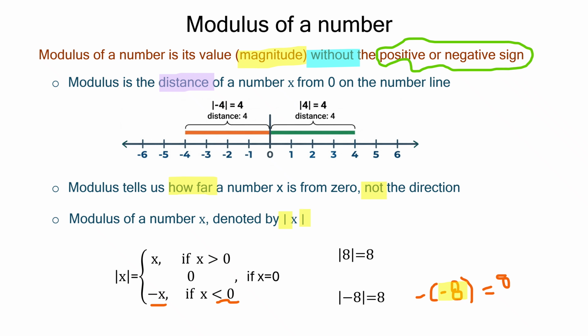It says if x is negative, the modulus is minus x. Wait, isn't modulus always positive? Yes, this is a clever math trick. If our number is negative, say -8, the formula tells us to multiply it by -1, giving us minus times -8. A negative times a negative is a positive. So that negative sign is actually a negative remover in disguise. Mind blown, right?